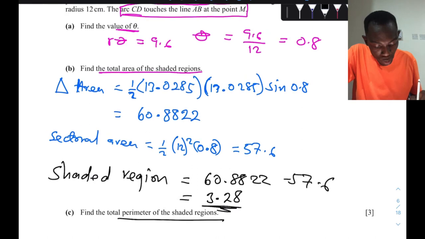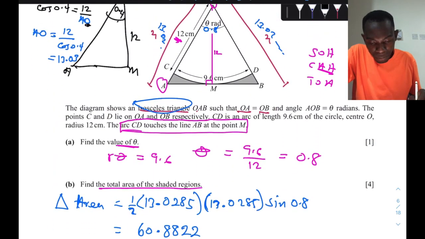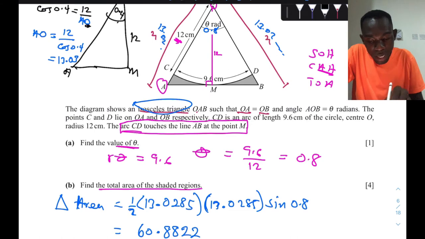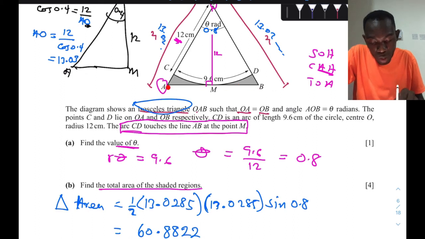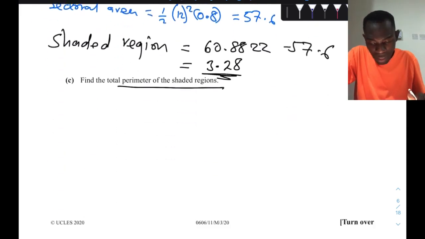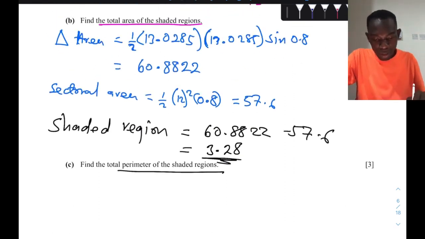So we want to find the total perimeter of the shaded region. That means we already know the arc length, which is 9.6. All we need is to know what happens with AB. If we know AB, then we can also know the small value here, because this is 12, this is 13.02. So I think we can subtract. So we add 1 to arc length 2 to here 3 to AB 4, and then we are done. How many marks did they give for that? 3 for all these problems.